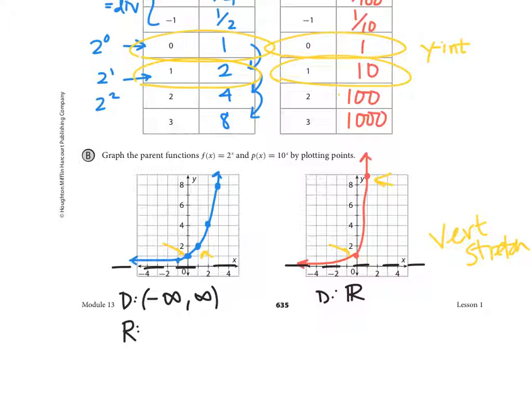So on the range, this is going to be 0, not included, because it's never going to hit 0, to positive infinity. Another way to write that would be y is greater than 0, and strictly greater than because it's never going to equal that. All right, let's look at some more complex examples.